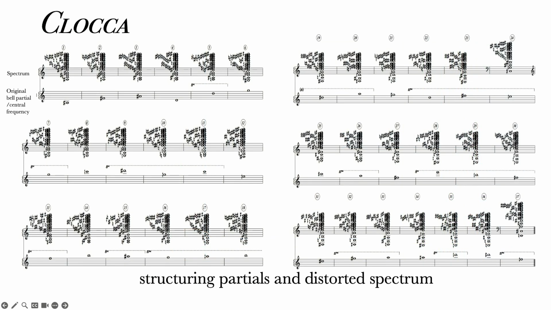So for each structural partial entrance in Open Music, I generated a series of spectra that move from the original bell spectrum to a more and more distorted spectrum. The fundamental frequency of each spectrum gradually shifts down. So the original bell's partials function as center frequencies in the distorted spectrum. And in the piece itself, each original partial is played as a held note, while the new spectral components are articulated through sweeping upward or downward gestures.